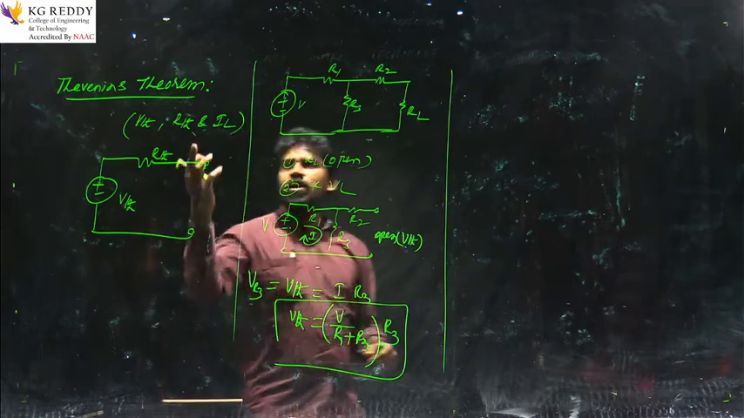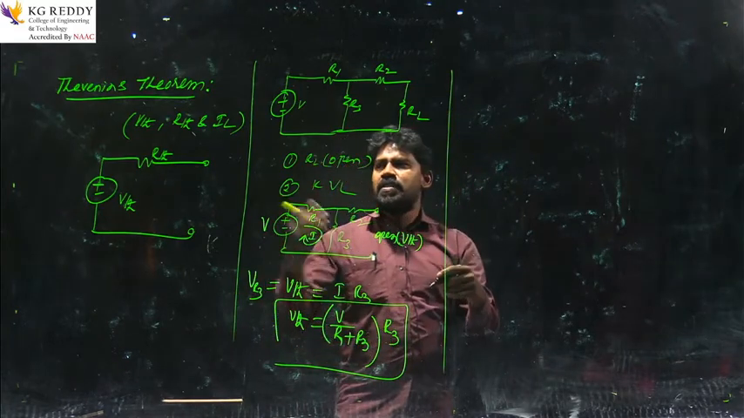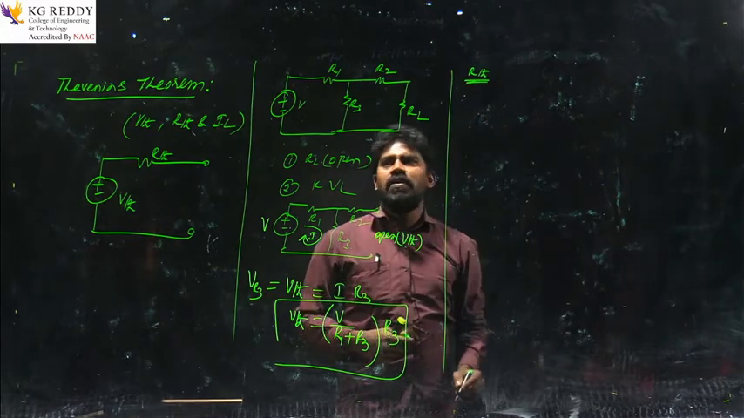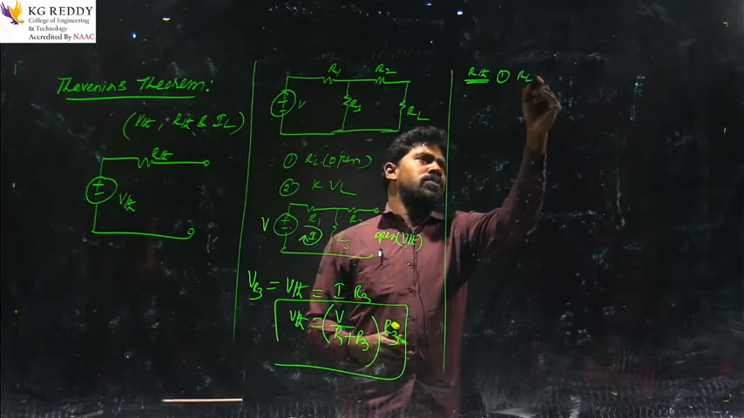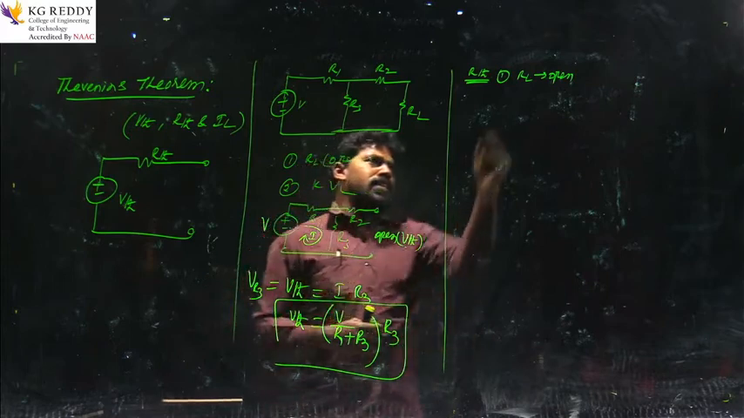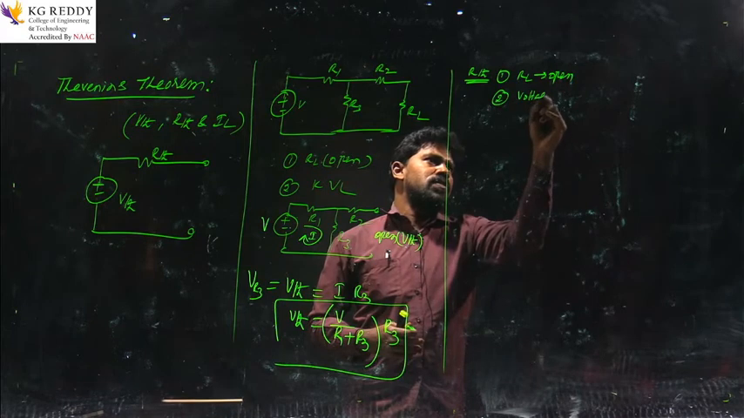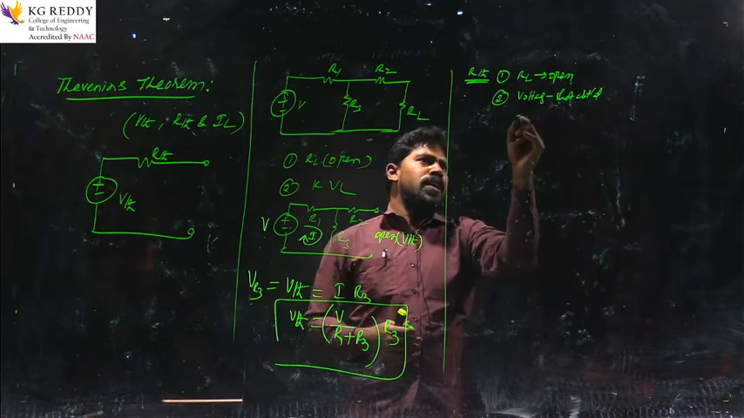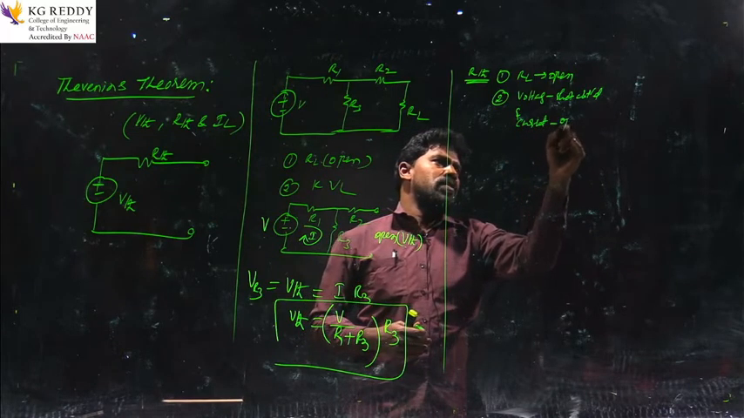Next, how can we find RTH? Now you can see the procedure to find Thevenin's resistance. We have two conditions to find RTH. First condition is the load is open circuited; we should open the load resistance. Second condition is that the voltage source should be short circuited, and if a current source is present, the current source should be open circuited.